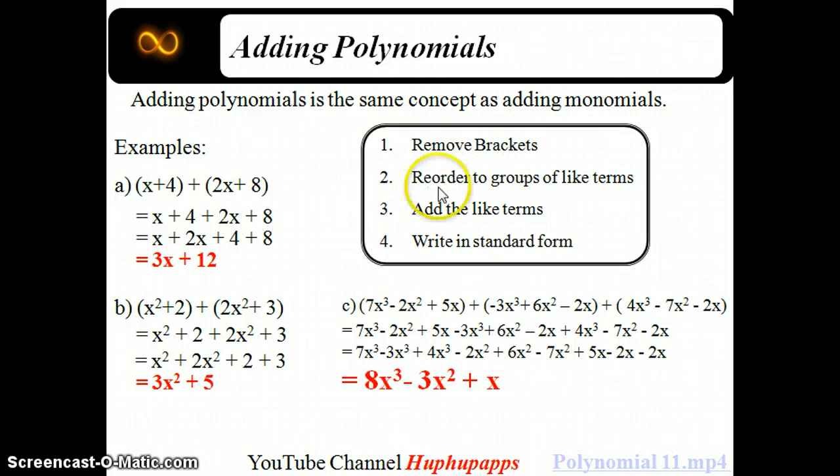You should reorder all the groups into like terms, and remember like terms are the same variables with the same exponent. We're going to add all those like terms, and then we're going to rewrite the final answer in standard form. Remember, standard form has the highest degree first and then alphabetical.